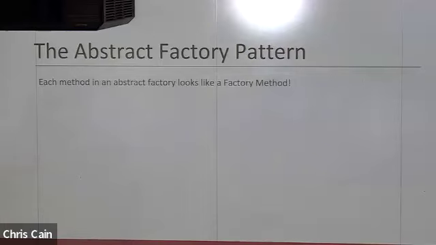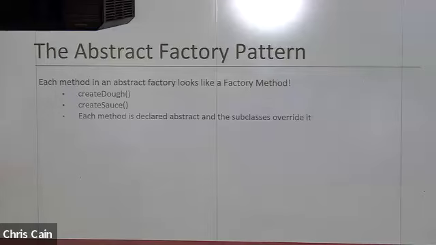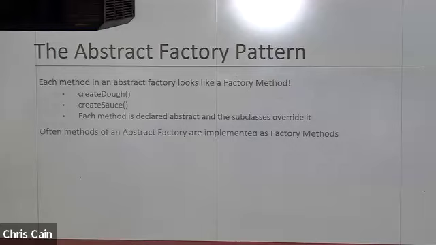So each method in the abstract factory looks like a factory. Create dough is a factory for creating dough. Create sauce is a factory for creating sauce. Every time we declare these abstract because we have options for creating the dough and creating the sauce. These methods are often implemented as themselves factory methods, which is why we kind of call it an abstract factory, is the implementations of these methods are going to be factories.